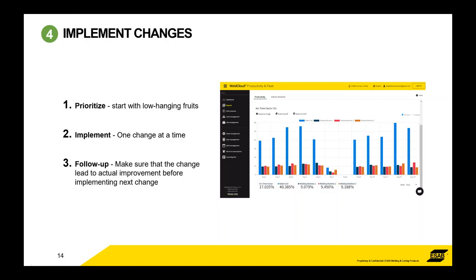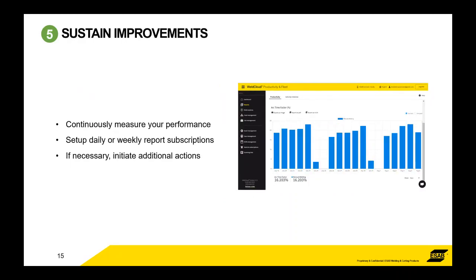And then you implement. What is important when you implement changes is to do it one change at a time. So don't try to do everything at once, but implement one change at a time and make sure to follow up those improvements that you have done, so that you actually see that you're getting the result that you want from it. And then you implement those changes one by one, working down that list.